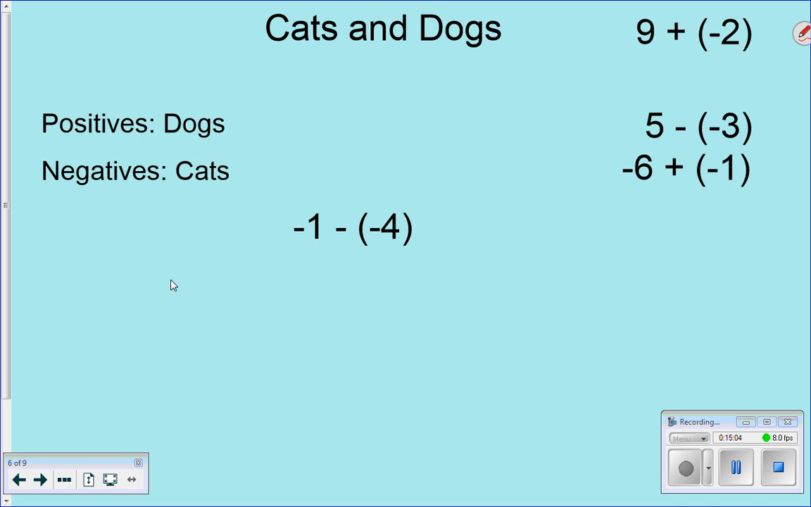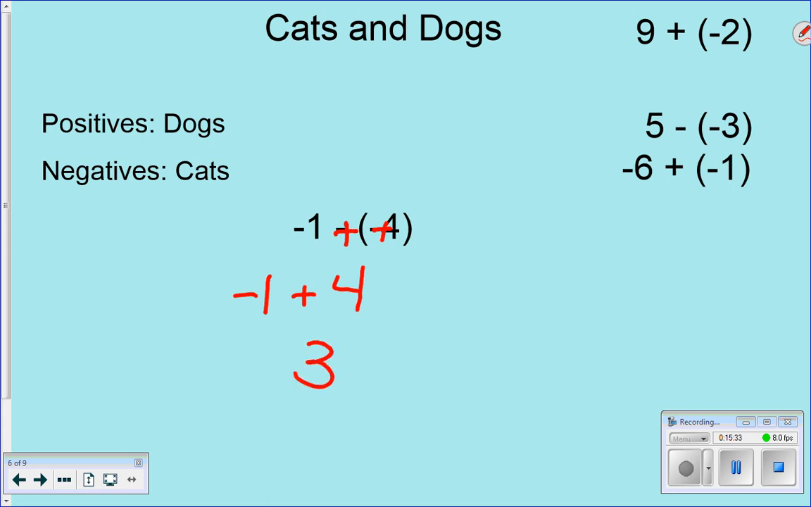So what am I going to do with that -1? Keep it, not doing anything with it. What am I going to do with this sign? Change it, right, to a plus sign. And if I change this, what do I got to do to this sign? Change it. So now this is what my problem looks like. -1 plus 4. Cats and dogs, yada, yada, yada. Your answer is 3. Okay?